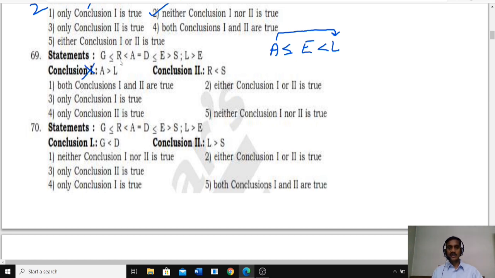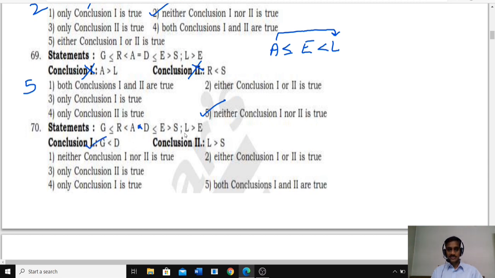Second, the relation between R and S. R is here, S is here. Which element is common? Now this is lesser than, greater than, two opposite symbols, no relation. Hence neither one nor two, choice 5, 69. Then coming to question number 70. The relation between G and D. Now between G and D, forget about the symbol equals to, G lesser than D, definitely true.